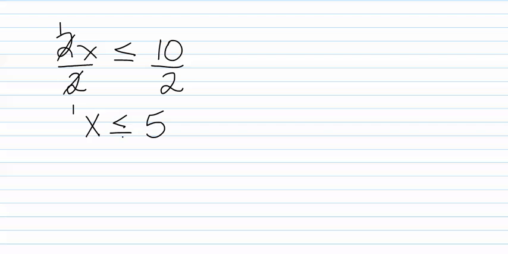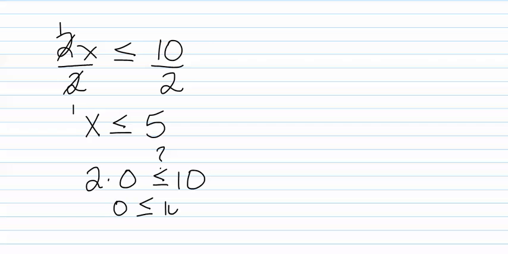For example, if I chose 0, is 2 times 0 going to give me an answer that's less than 10? That's the question. Well, 2 times 0 is 0. Is 0 less than or equal to 10? Yes, it is, certainly. Does 5 work in that original inequality? According to the solution set, it should. The solution set says that x is less than or equal to 5.